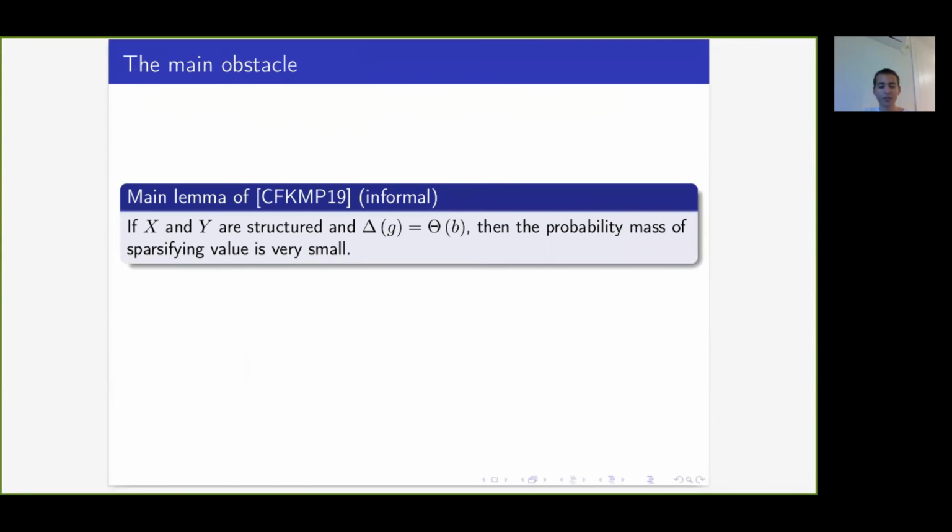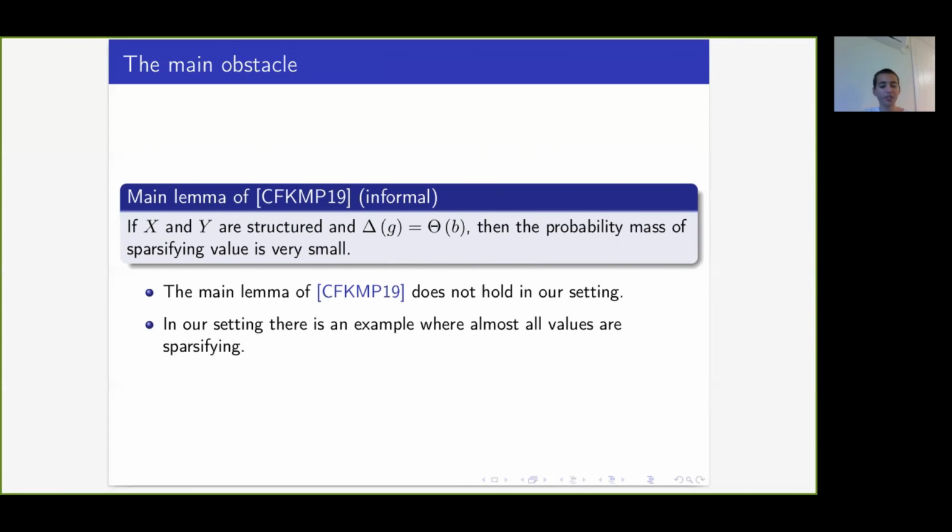The main lemma of Chattopadhyay et al. essentially says that if x and y are structured, then the probability mass of sparsifying values is very small. The main obstacle in proving our result is that, unfortunately, the lemma of Chattopadhyay et al. does not hold in our setting. We show that in our setting, there is an example where almost all values are sparsifying, which rules out this kind of lemma.